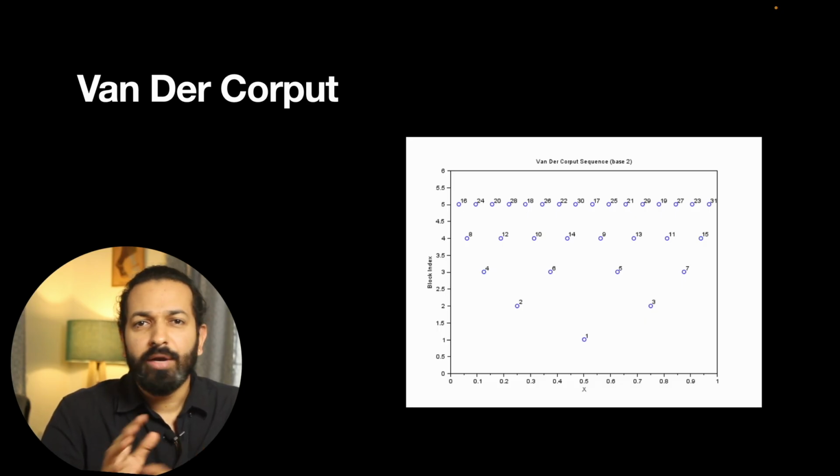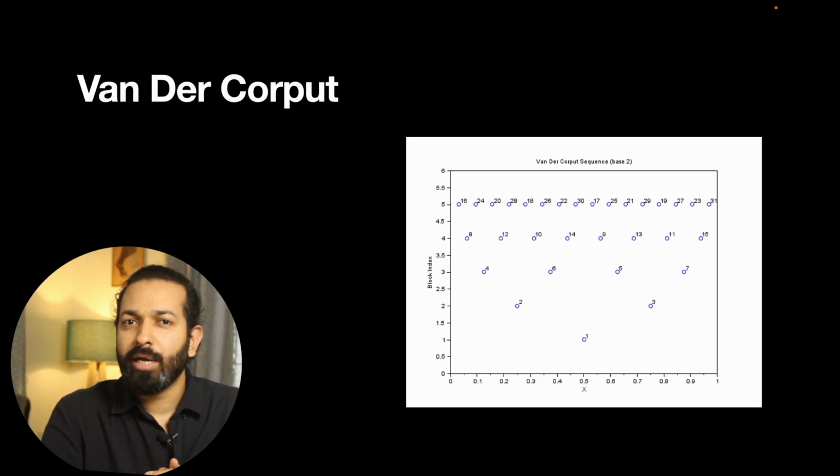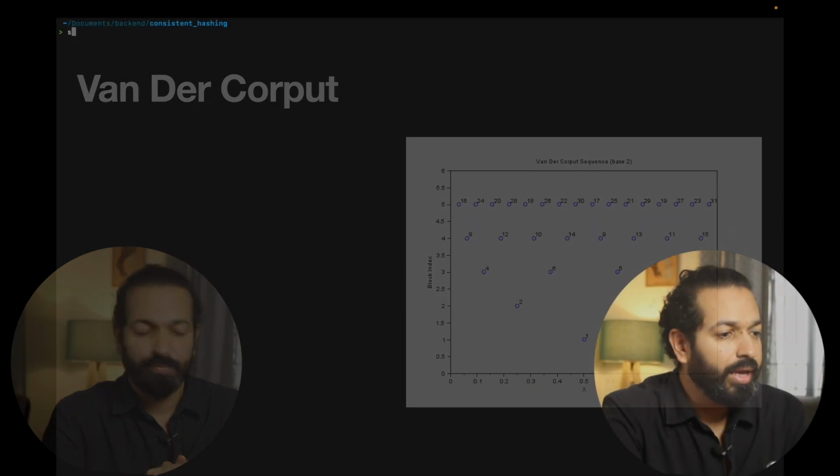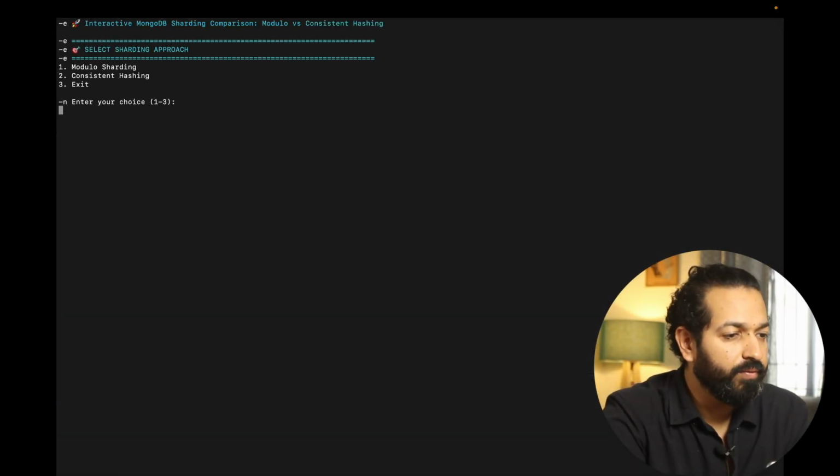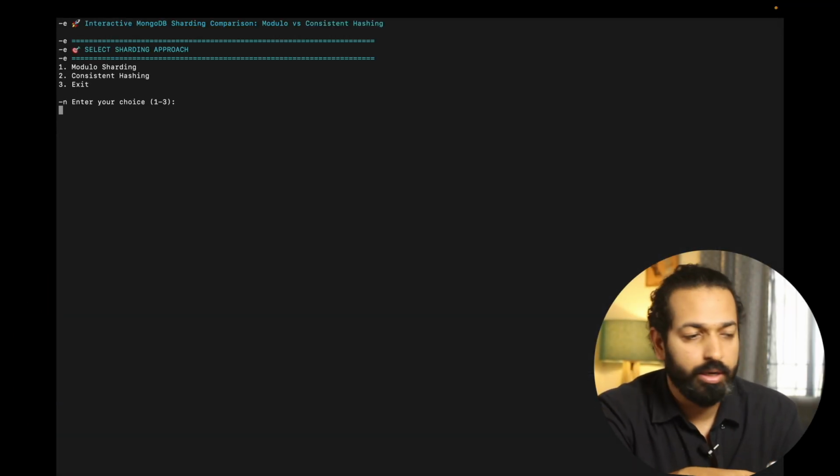Cool. So that was about the theory. Let's look at a quick demo for the consistent hashing. I have the demo ready for it, and it will follow our same example of the library.